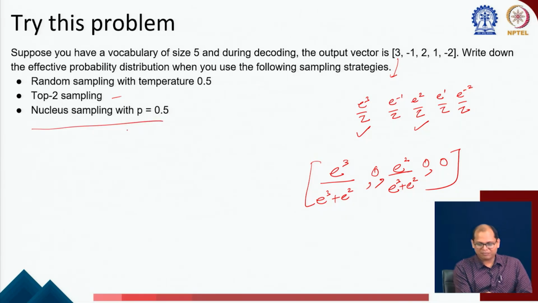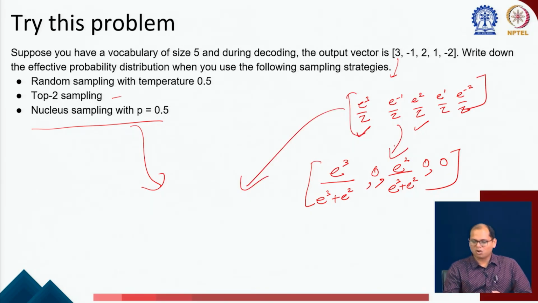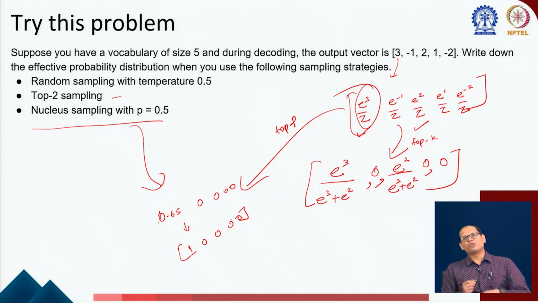What will you do in nucleus sampling with p equal to 0.5? After you have created the distribution, you start from the same distribution in both top k and top p. But in top p, you keep on adding up till you get 0.5 probability. In this case, I think as soon as you take the first word, you will get 0.5 plus probability, something like 0.65. So you simply take the first word, put 0 probability on the others, and renormalize, and you get 1, 0, 0, 0, 0. This becomes the distribution, and you do random sampling. In this case, you will only select the first word always.